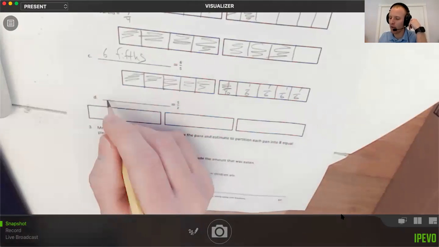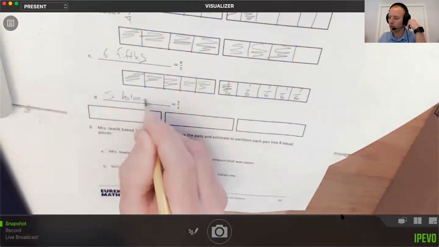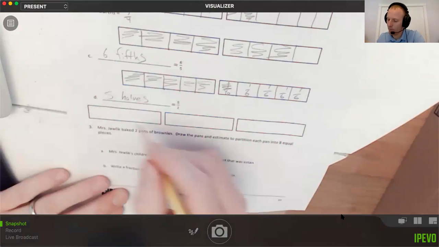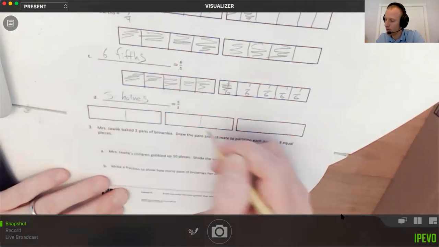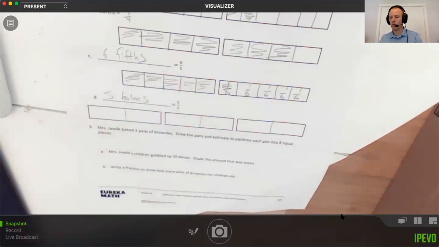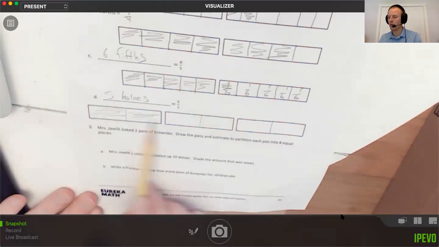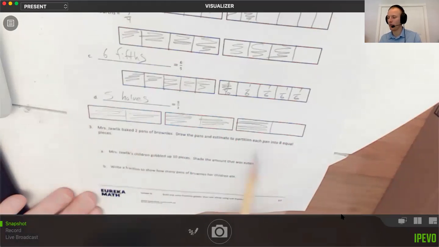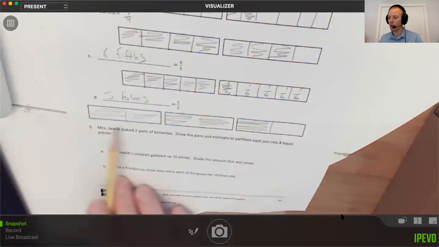This last one is 5/2. So I'm going to split each of these in half. Now this one we're going to go beyond 2, because look, 1/2, 2/2, 3/2, 4/2, 5/2. So I have 5 shaded halves.